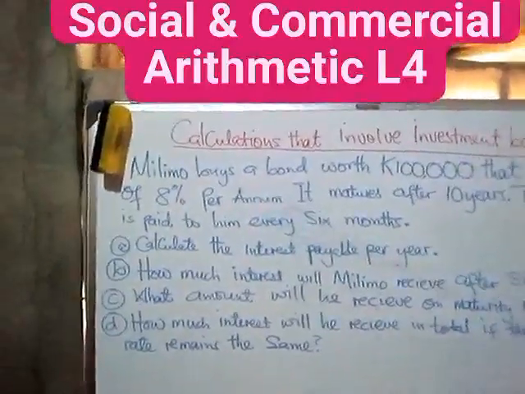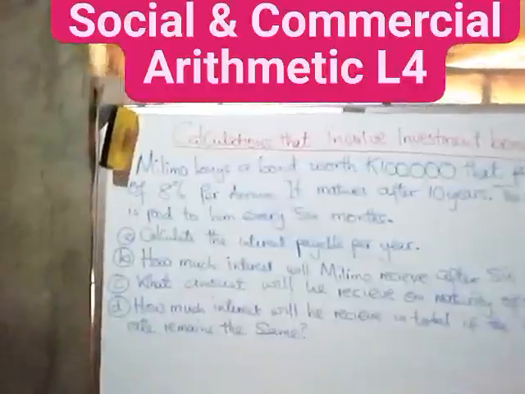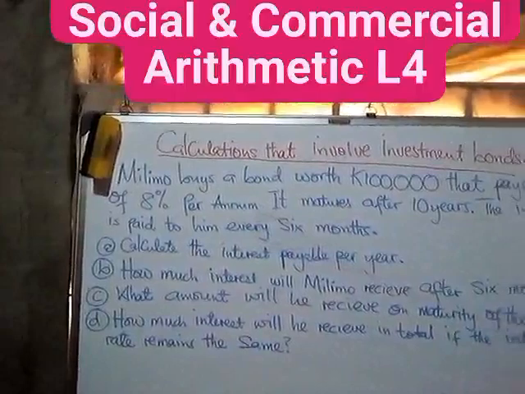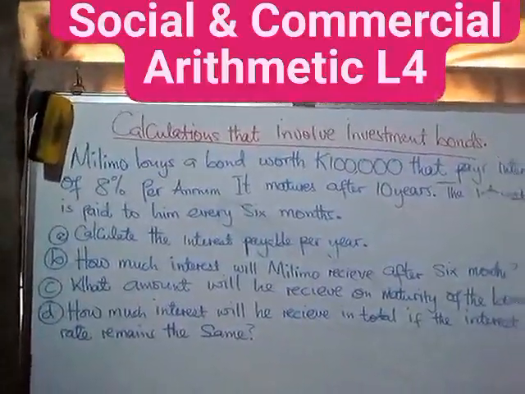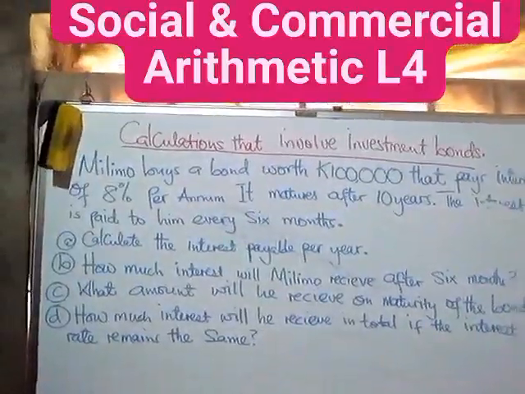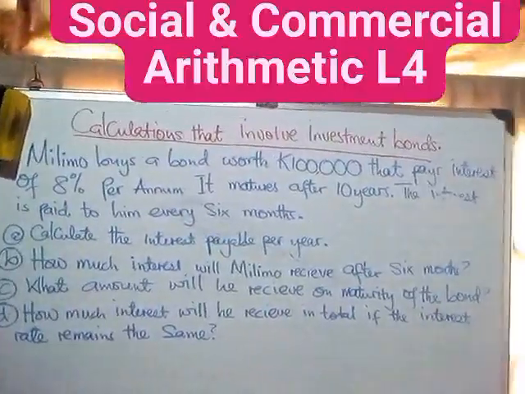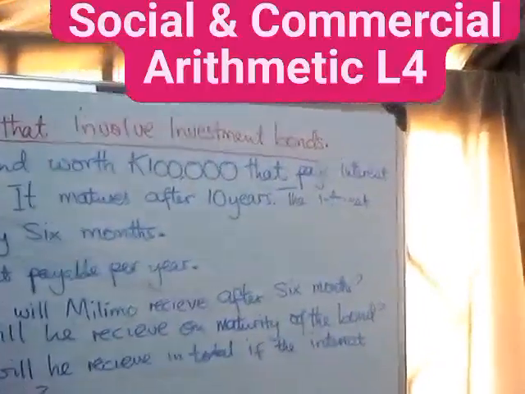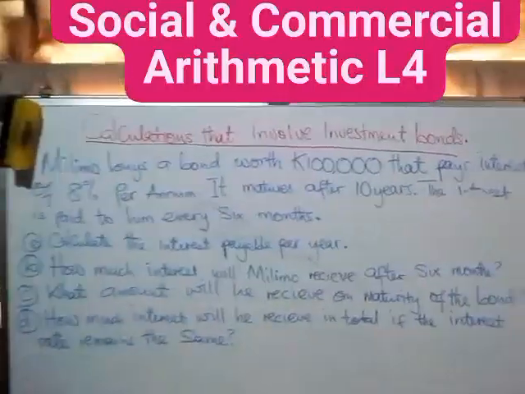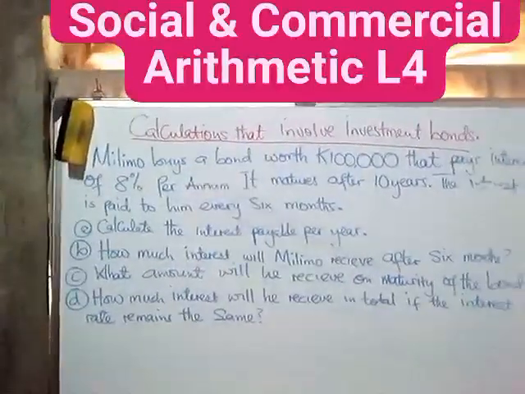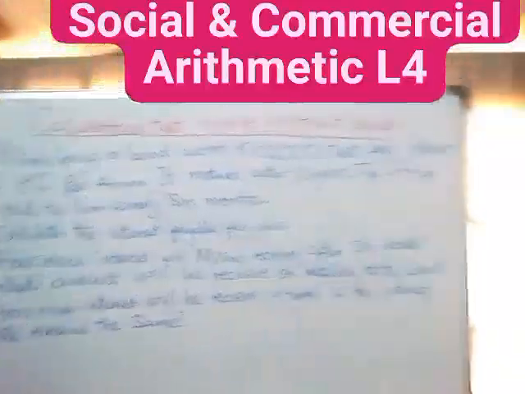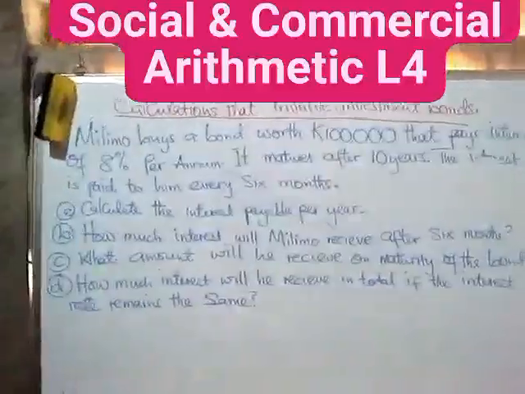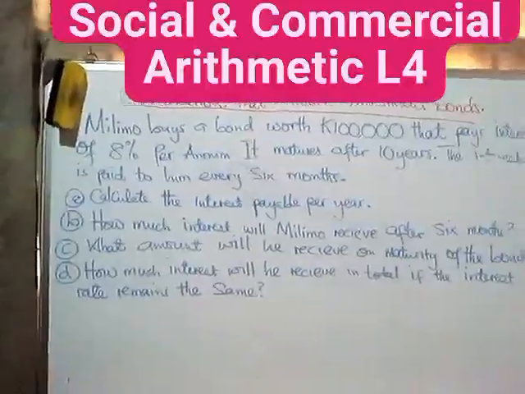8% per annum. That is the interest, meaning per year, the interest is 8%. Then it continues by saying it matures after 10 years. Then it continues by saying the interest is paid to him every 6 months. The interest is paid to him after 6 months.